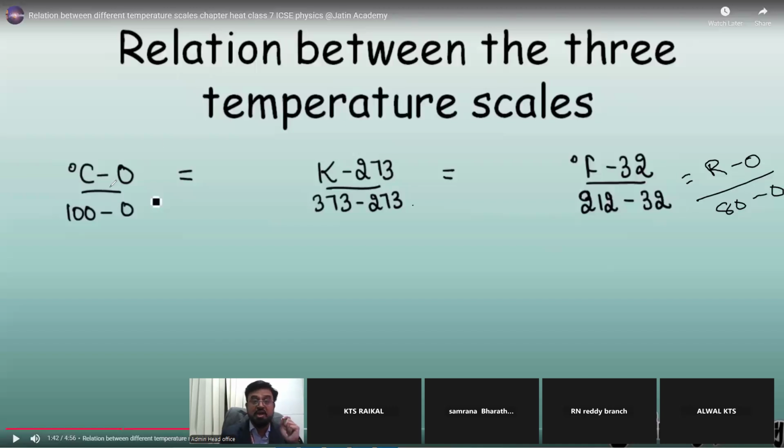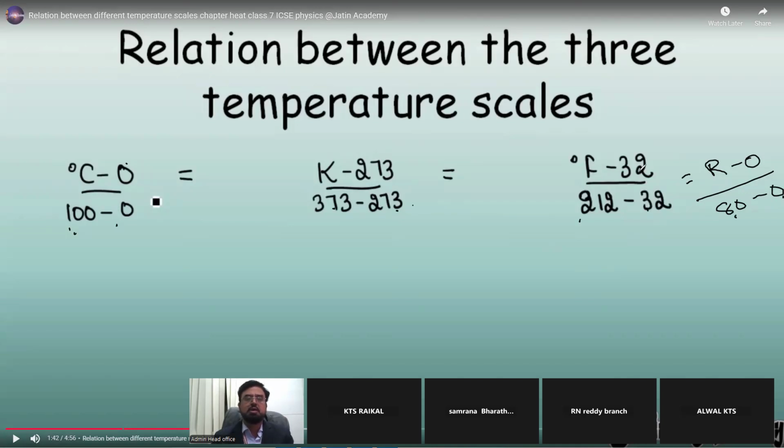So what you have to find is the relation. First write only C is equal to K is equal to F is equal to R minus lower fixed point. What is the lower fixed point of Celsius? 0. Lower fixed point of Kelvin is 273. Lower fixed point of Fahrenheit is 32. Lower fixed point of Reaumur is 0. And divided by upper fixed point minus lower fixed point: 100 minus 0, 373 minus 273, 212 minus 32, 80 minus 0. Now automatically you will get the relation.